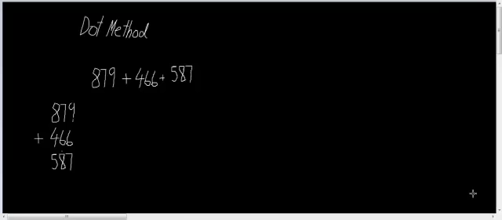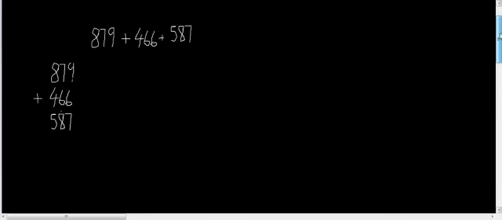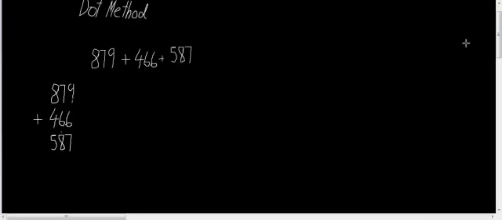Welcome to the presentation on the dot method in addition in Vedic mathematics. So I've written a couple of problems here beforehand, and let's do them to see how the dot method works. So the first problem we have is 879 plus 466 plus 587.